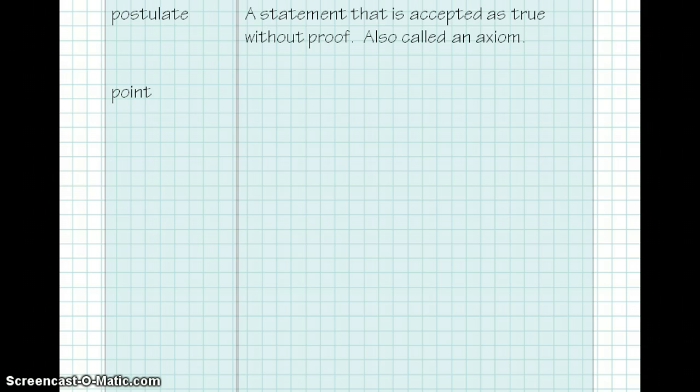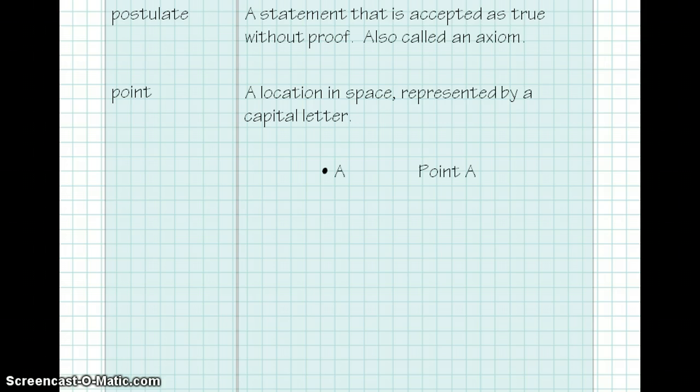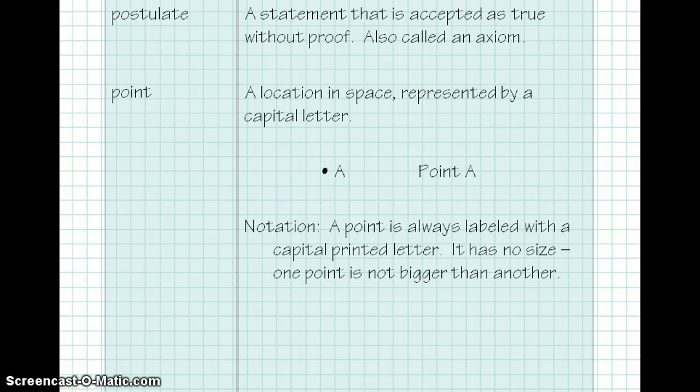Another basic building block is a point. Now, the simple definition of a point is that it is a location in space, and we represent that by a capital letter. A point is always labeled with a capital printed letter. It has no size. One point is not bigger than another, no matter how big you make it with your pencil or whatever. Also, I am very fussy about notation on this because a point is a printed letter. This is not the place for you to exercise your artistic talents of how fancy can you make a printed letter. This is just a printed letter, plain and simple.